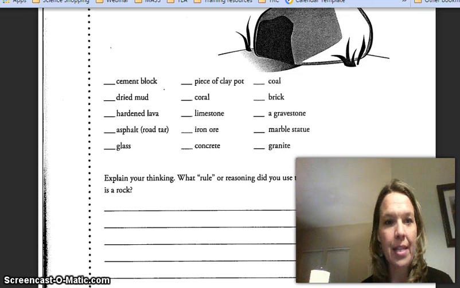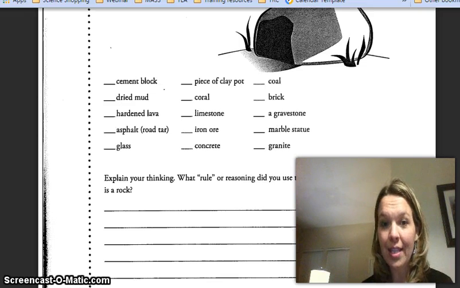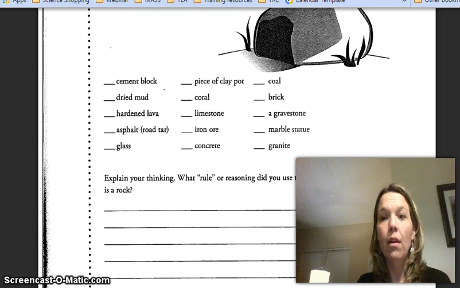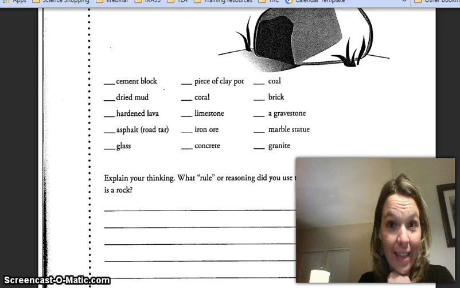So as we look at these different pieces, we have some cement block, dried mud, lava, asphalt known as road tar, glass, and so on. Kids tend to think small means rock. Small, hard, maybe round, depends. They might even say irregular shaped. In this case, if you've taken a second to look at these things and wondered what things are rock and which are not, the things that are rock include coal, the lava, the limestone, the iron ore, the gravestone, the marble, and the granite.